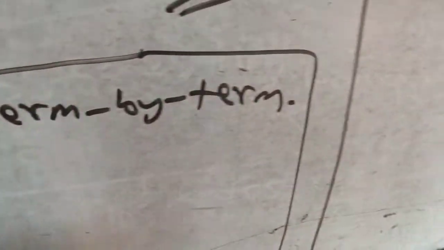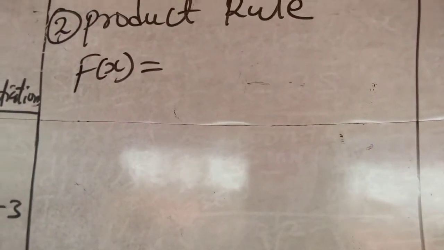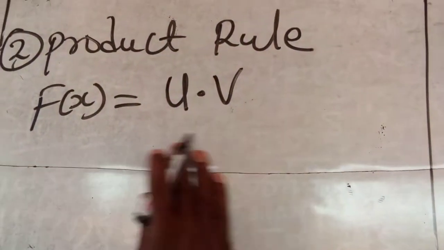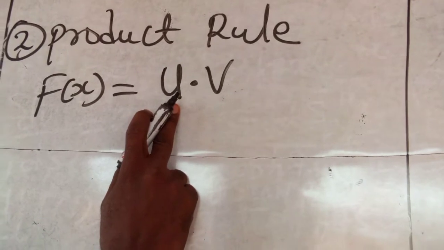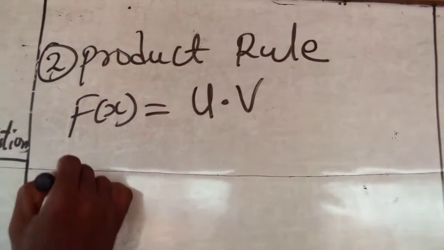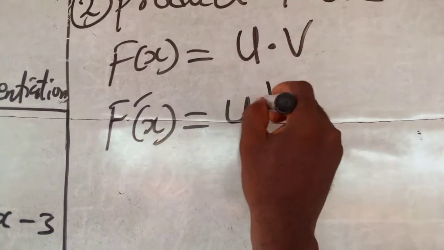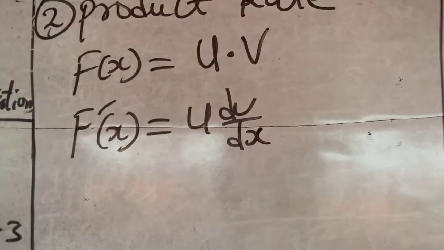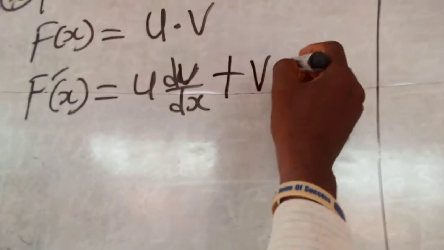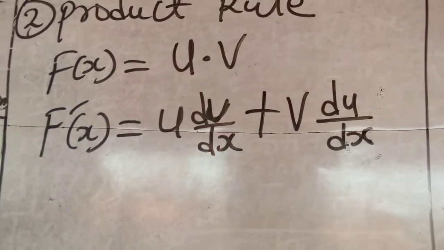So let's consider another function. You are given two functions of s that multiply each other. So you say let the first function of s be u, let the second function of s be v. So the formula will now be u dv over ds plus v du over ds.